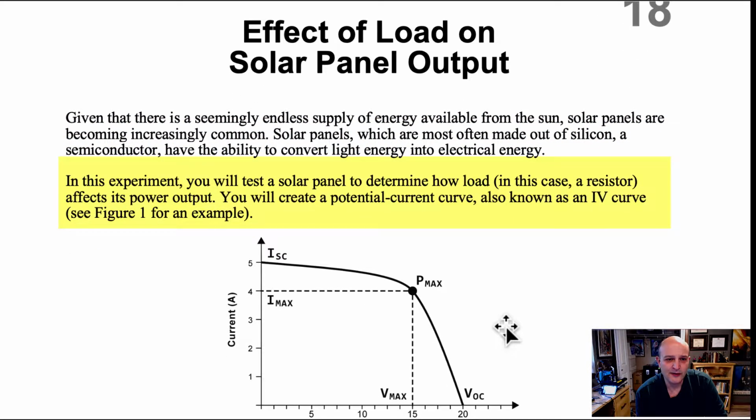In this experiment, you will test a solar panel to determine how load, in this case a resistor, a lot of times it's like a heater or something you're trying to do with it, maybe charge a battery, affects its power output. You will create a potential current curve known as the IV curve. IV is because I is the symbol for current and V is the symbol for potential. Current is measured in amperes or amps, and potential is measured in volts.